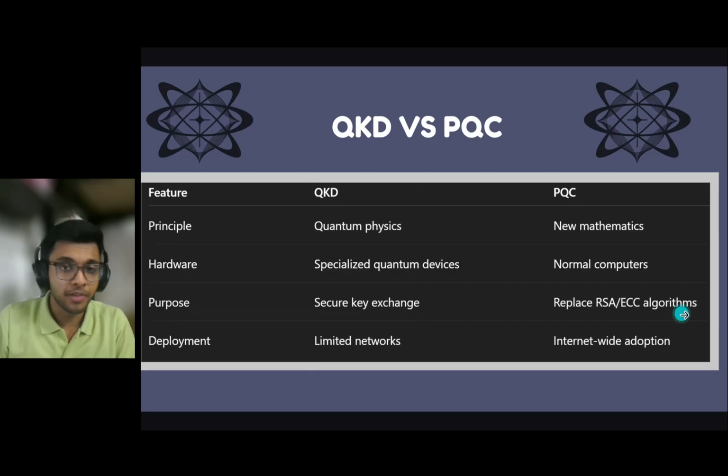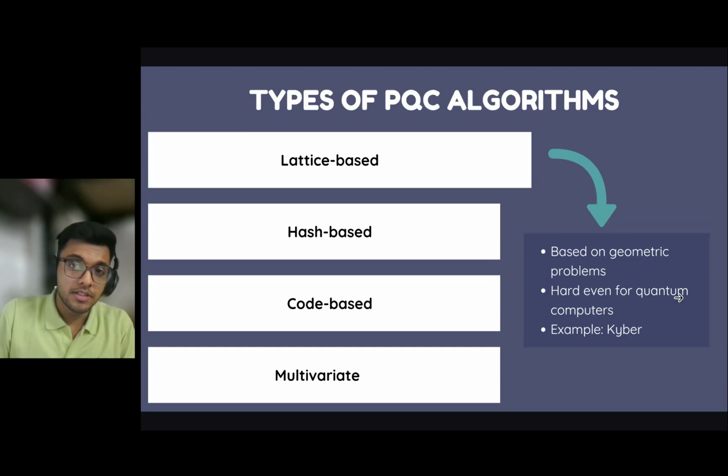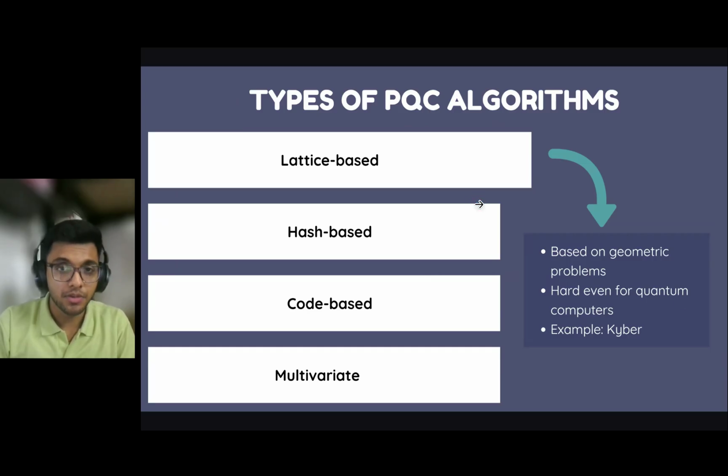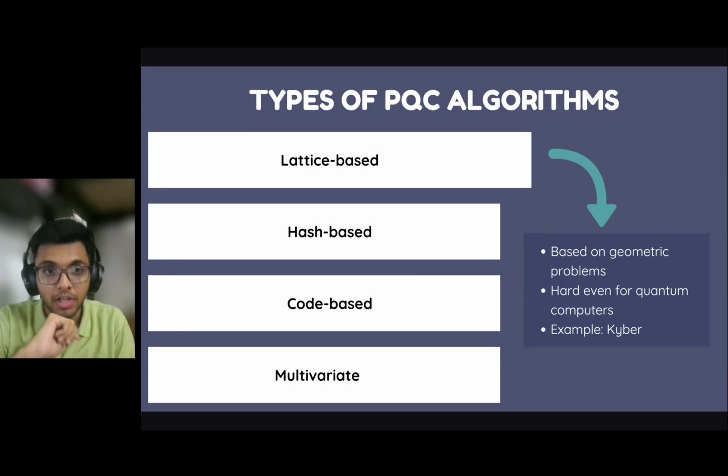Okay. Moving on. What are the types of PQC algorithms? Well, the first one is a lattice-based algorithm. The second is hash-based. Third is code-based, and fourth is a multivariate algorithm. Right. We'll not delve too deep into each of the algorithms here, but in general, each of the different algorithms provides a different mathematical model and structure for the PQC to handle.